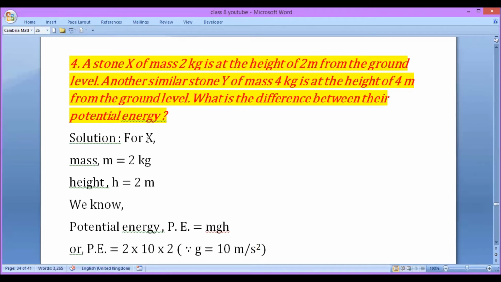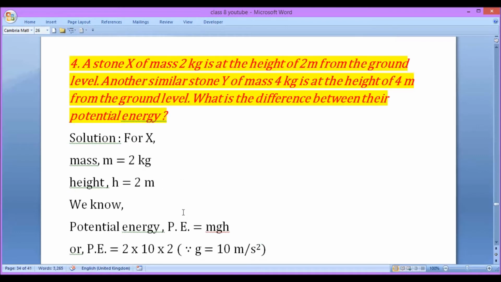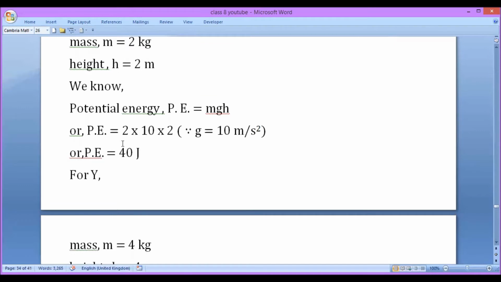The solution for X. Mass m is equal to 2 kg. Mass is given here, and height h is equal to 2 meter. Height is also given here, 2 meter. We can use the formula to determine the potential energy. Potential energy PE is equal to mgh. m is 2 kg for X only.